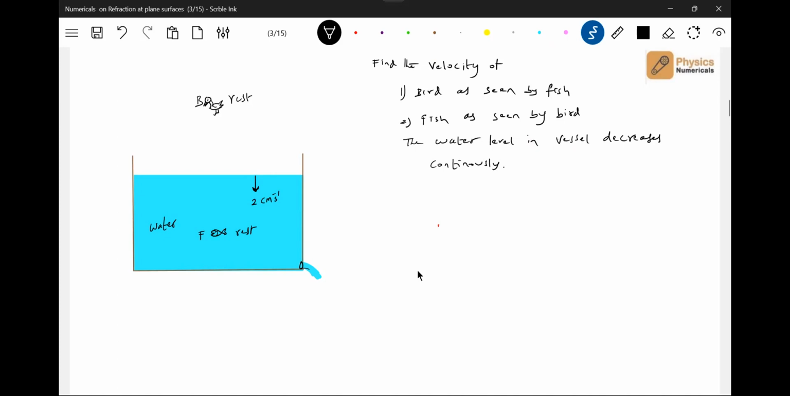This is the idea. What about the velocities? Why would they be moving at all? The bird and fish are at rest, no? So we'll do one thing. We will make some assumptions. Let this be y.